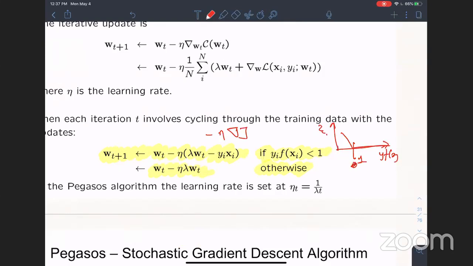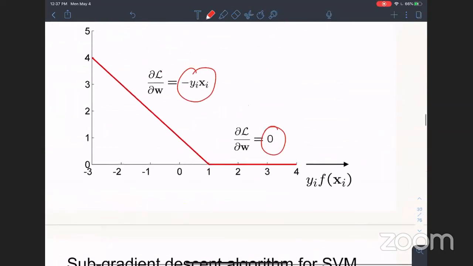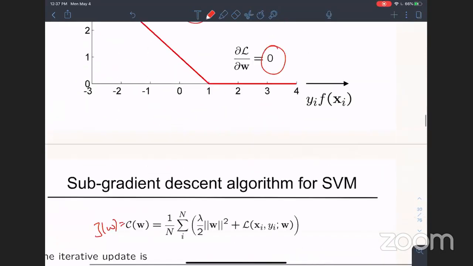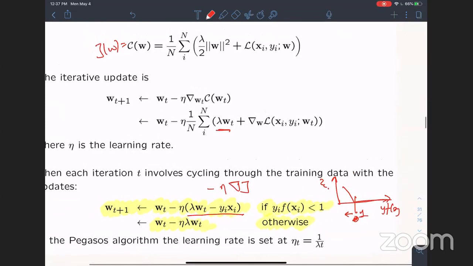Remember, as I went beyond this one, I started incurring penalty. So in that case, I'm going to subtract the gradient, which was this one, minus y_i x_i, from lambda W_t, which comes from this equation if you differentiate the regularization term.